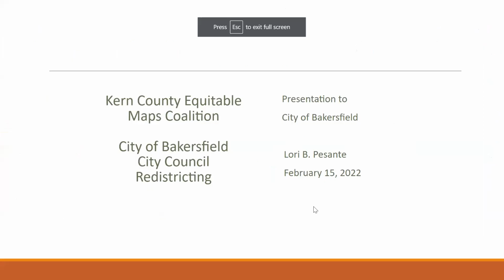My name is Laurie Passante, and I am representing the Kern Equitable Maps Coalition. We're a group of individuals and organizations in Kern County that have been learning about redistricting for the last year and a half and participating in redistricting processes throughout the county and at the state level. If at any time I'm speaking too quickly for our interpreter, if you could please let me know, I'd be most grateful.